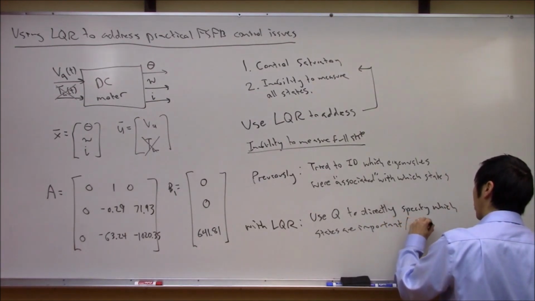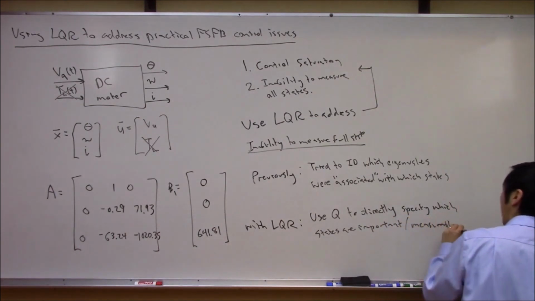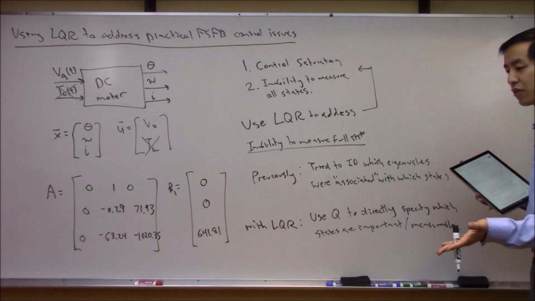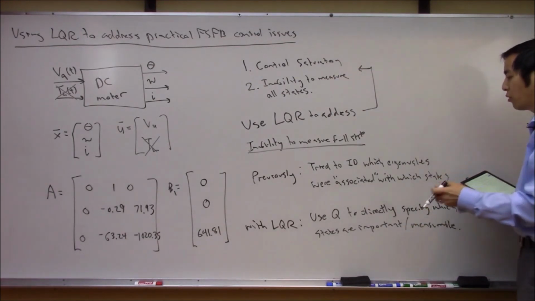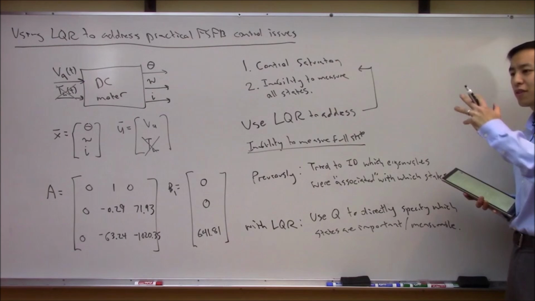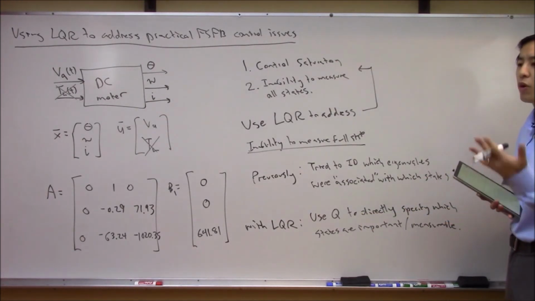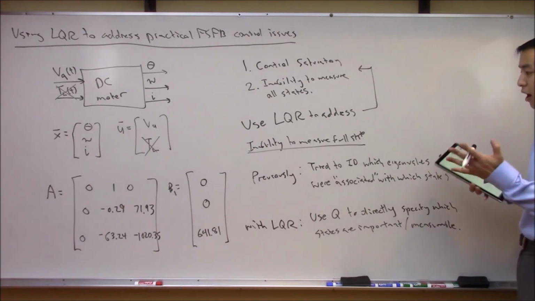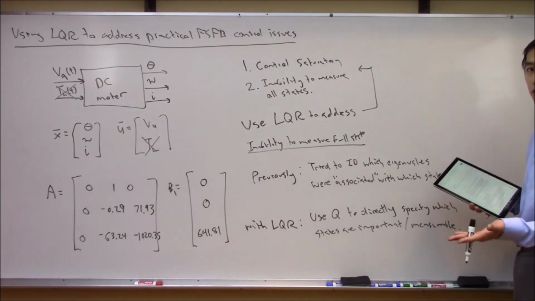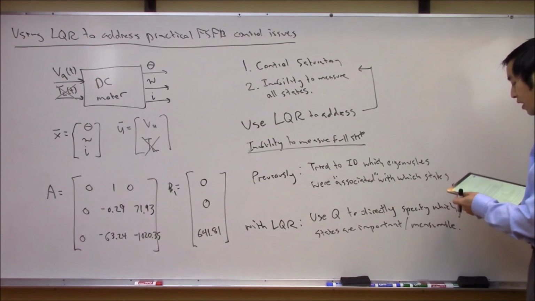or measurable, in the sense that I have a sensor to measure certain states. So now I don't need to do this eigenvalue to state mapping. I can just use Q to directly ask, what states do I care about? Unfortunately, this is still not a perfect solution because there still is this coupling.